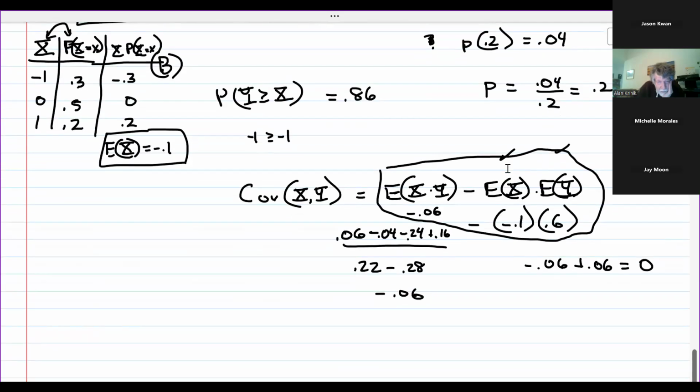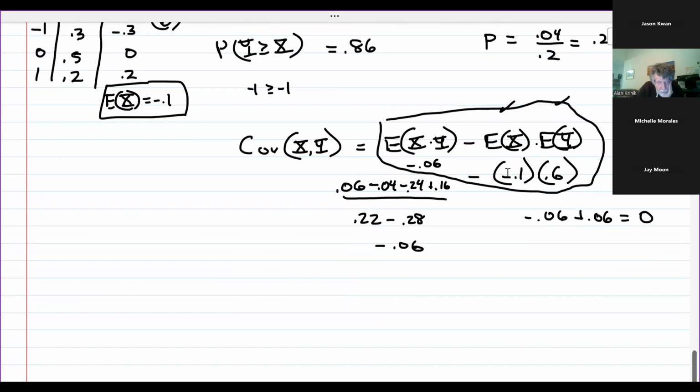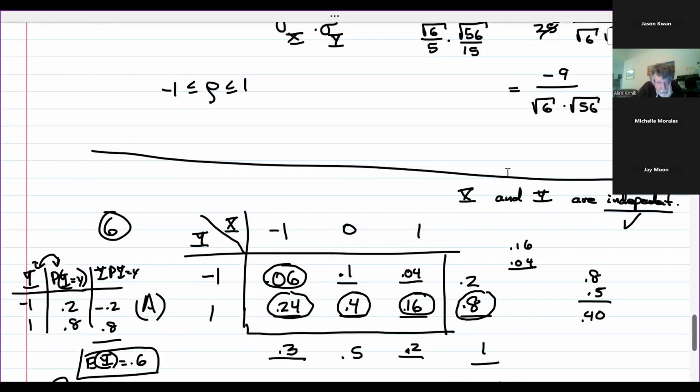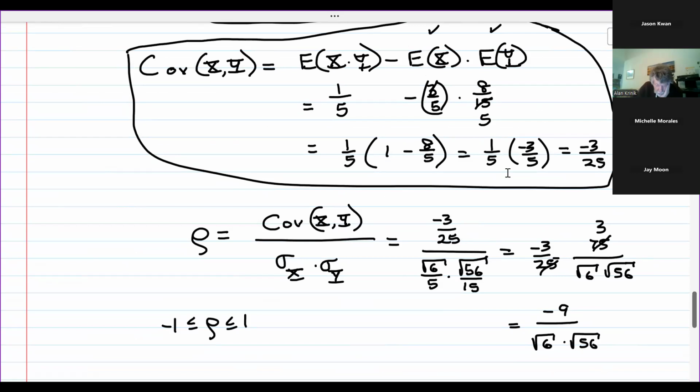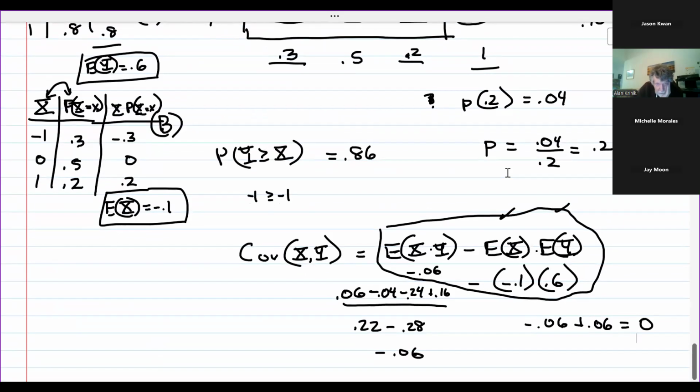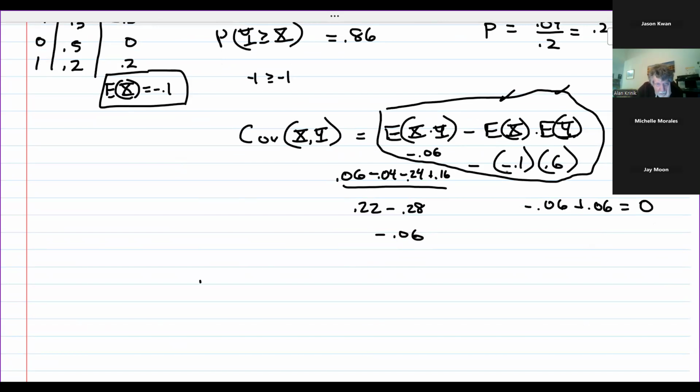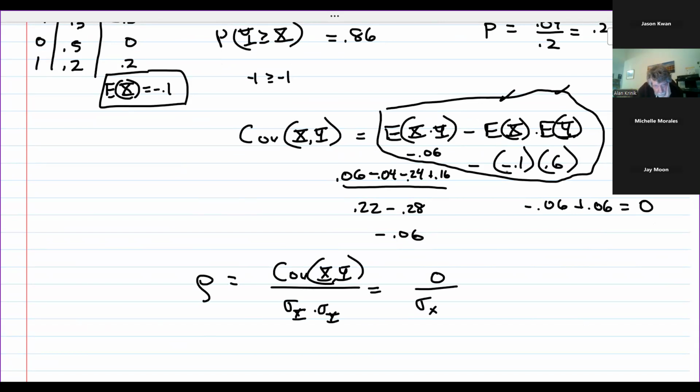Okay, was that it? Or was there more? I don't know. Let me see. Oh, rho. There was more. So what's rho? Rho is the covariance of x and y upstairs, and the product of the two standard deviations. But why even bother doing the standard deviation since we know the top is 0? Which means rho is 0 too.